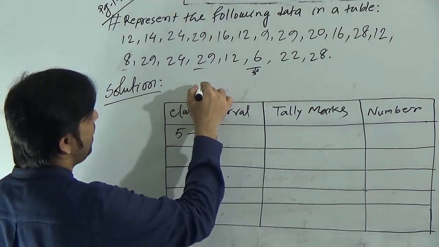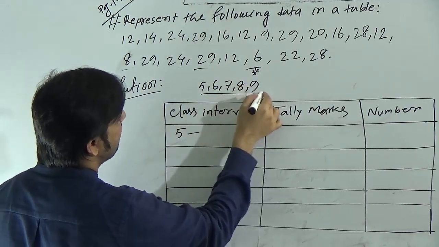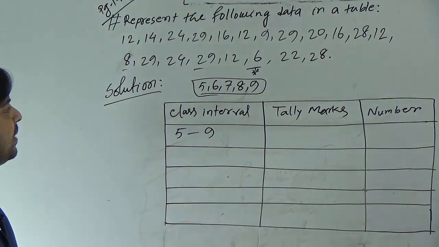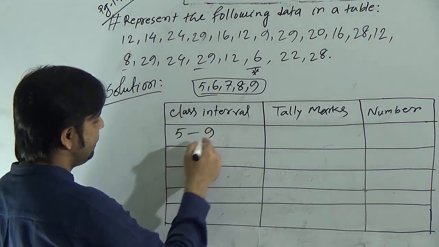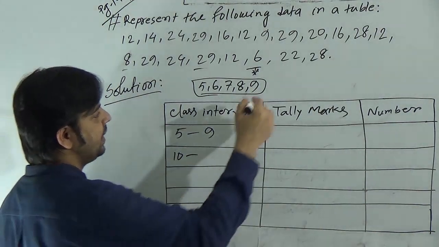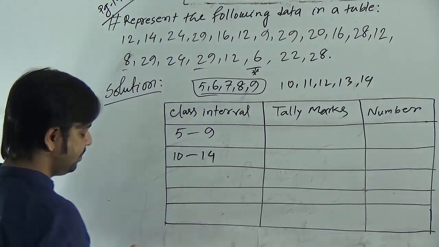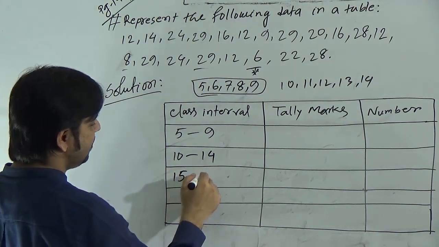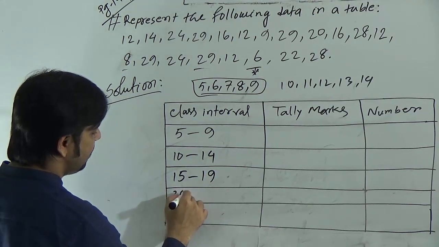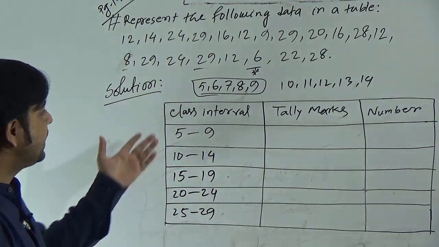Start counting from 5: 5, 6, 7, 8 and 9. How many numbers here? 5. As class interval is 5, so we have to write up to 9. It means that the first class will be 5 up to 9. Second class, after 9 the number is 10, and from 10 we count again: 10, 11, 12, 13, 14. So we write 14 here. And then 15 to 19. Then from 20 to 24 and from 25 to 29. In this way I have to take the classes.